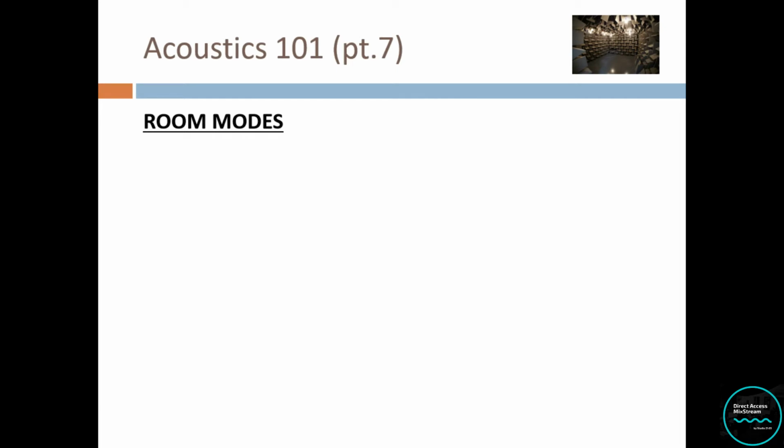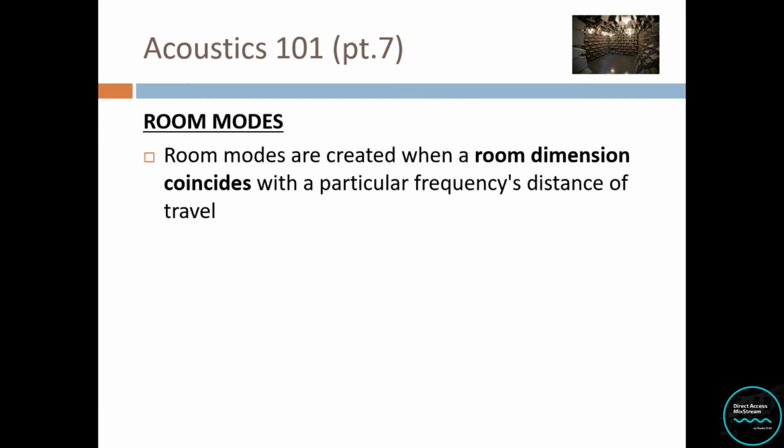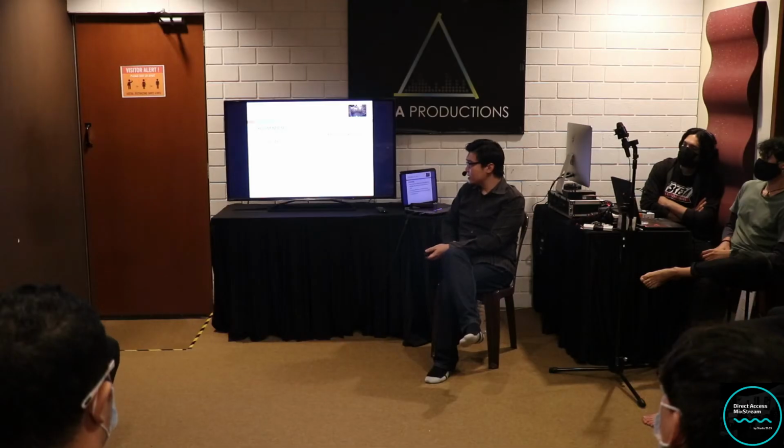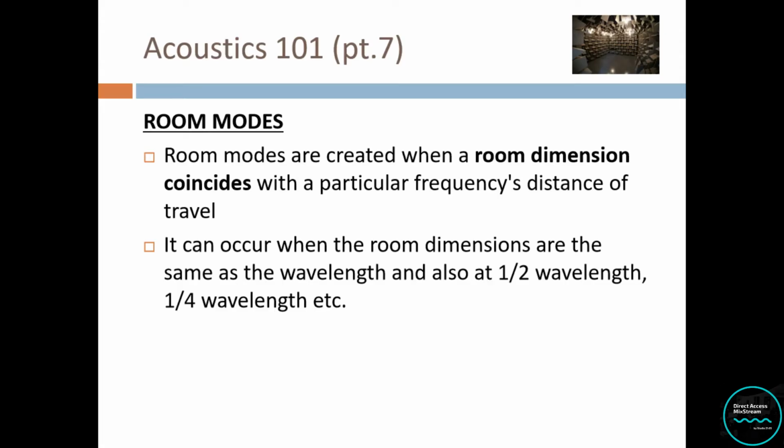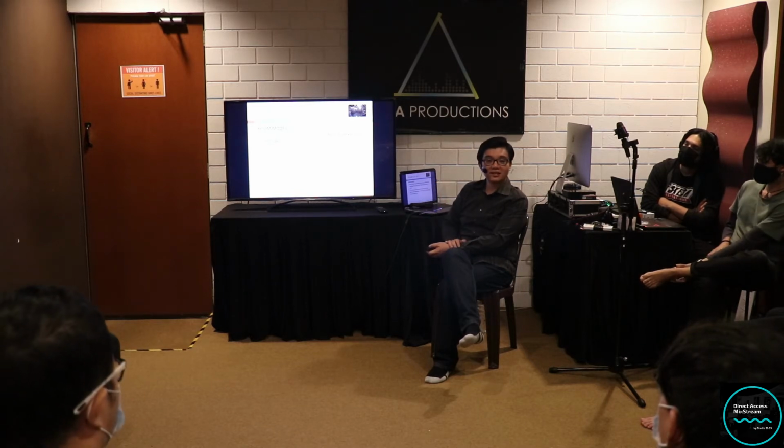What are room modes? Room modes are created when a room dimension coincides with a particular frequency's distance of travel, in this sense maybe the wavelength lah. It occurs when the room dimensions are the same as the wavelength. Let's take, for example, a wave that has a wavelength of 10 meters. Easy to calculate. So 10 meters, where the speed is 330, divided by F, gives you 33 hertz. Very easy.